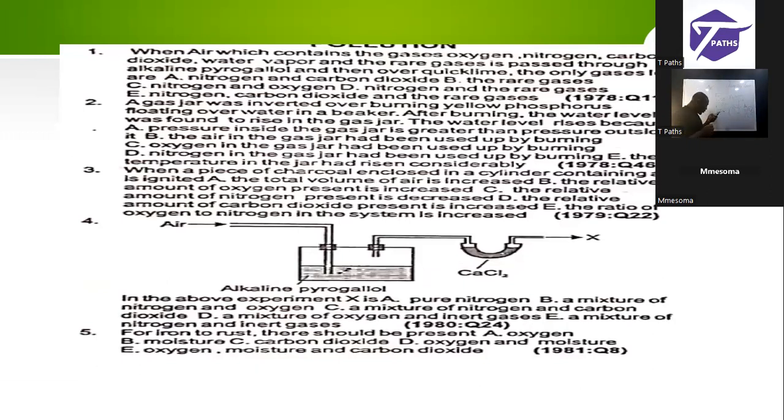Then what will be left? You can look at the options there. Option D, a mixture of oxygen and inert gas. Oxygen is there. No, because pyrogallol will remove the oxygen. The next option there, a mixture of nitrogen and carbon dioxide. Any compound with oxygen, apart from oxygen, that is present there, it will be removed. So the best option there is a mixture of nitrogen and inert gases, because the inert gases do not contain oxygen.